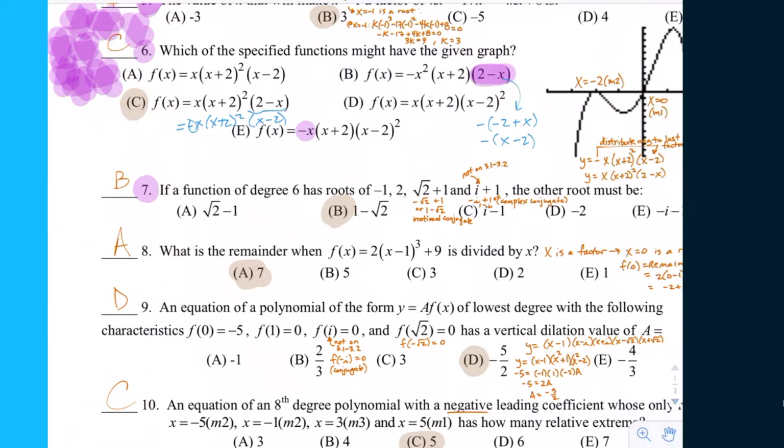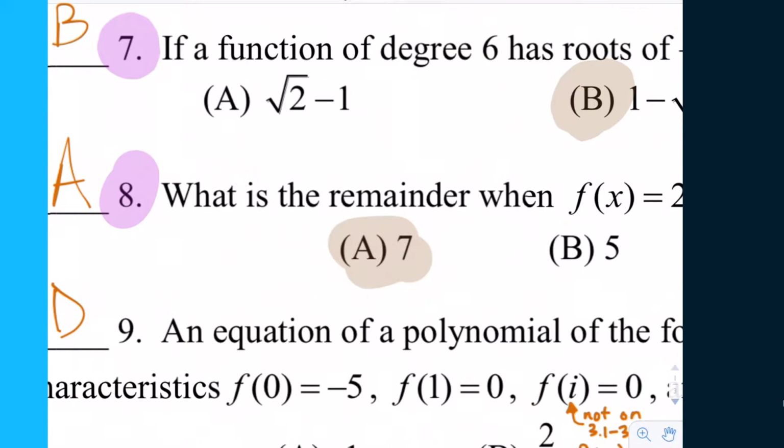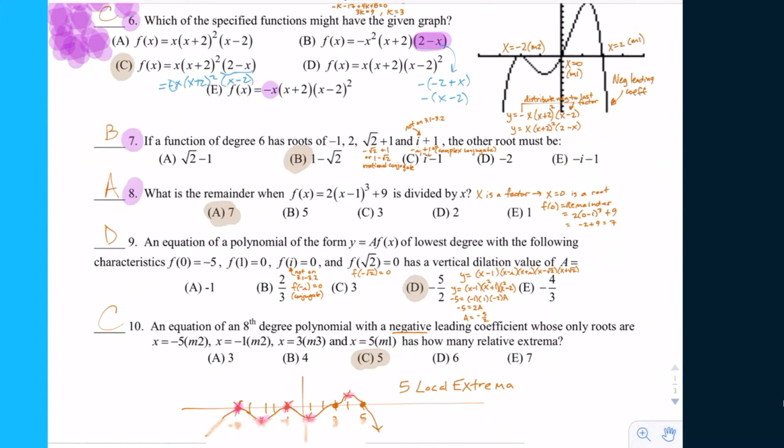What's that? No, i squared is negative 1. Yeah. Okay, I like number 8 as well. We did a couple problems like that in warm-ups. We did one in the worksheet. What's the remainder when you divide by a factor?